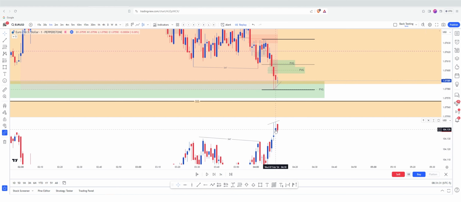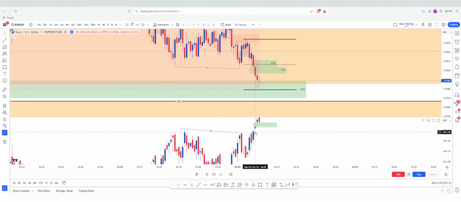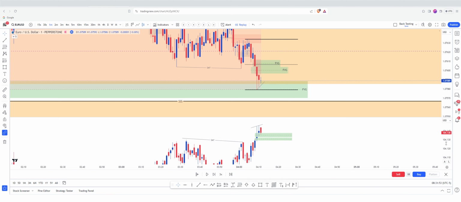Likewise, we are looking at volume imbalances and fair value gaps on the Dixie as well. So we've got this large volume imbalance, and again, another volume imbalance here. So this is something that I'm monitoring as well. How is the Dixie reacting? So I'm not just looking for engulfments and closures over fair value gaps on the euro. I want to see the same on Dixie to confirm the move.